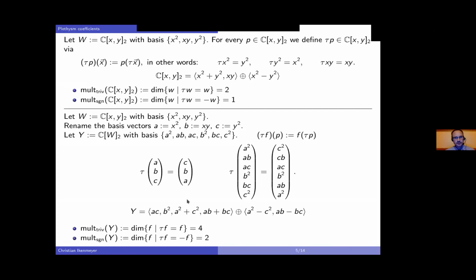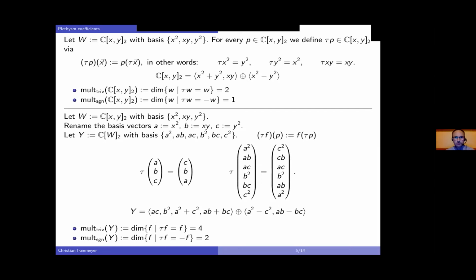And this decomposes. The 6-dimensional vector space has a 4-dimensional space of invariants and a 2-dimensional skew invariant space, so 4 and 2. And this is already a Plethysm. If you understand these numbers here, then you understand what a Plethysm coefficient is. It's these kinds of numbers, but for a more difficult group. We don't take the group S2, we take the general linear group, and that's the Plethysm coefficient. That's all there is. Then you have a definition of a Plethysm coefficient.